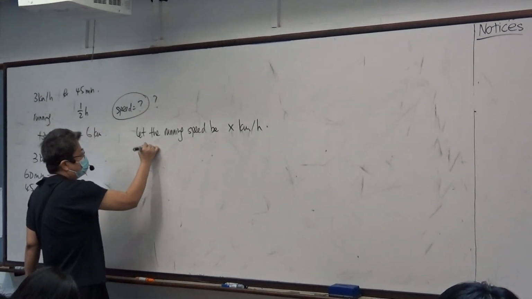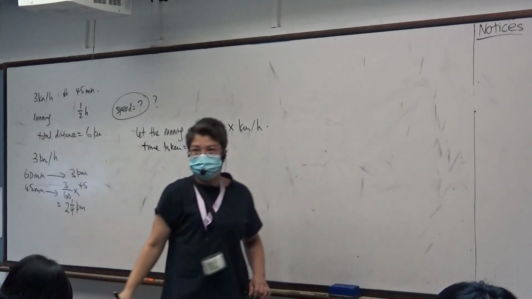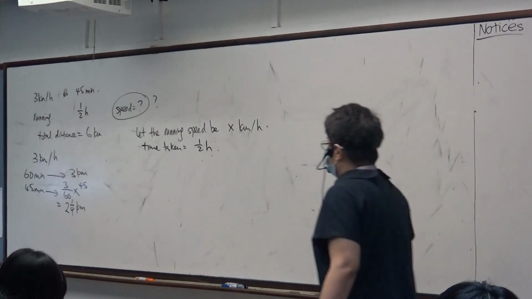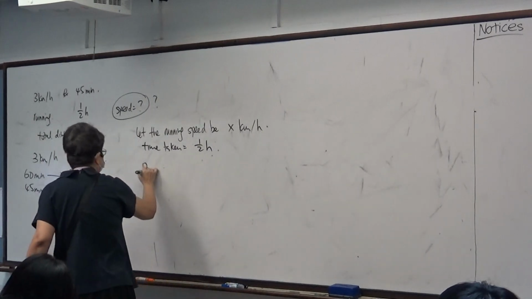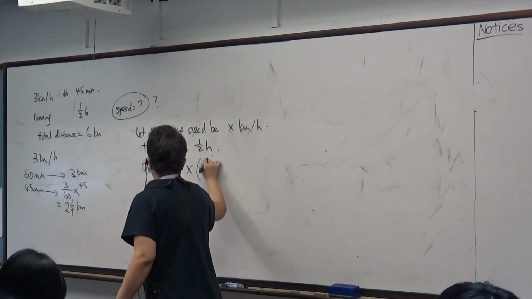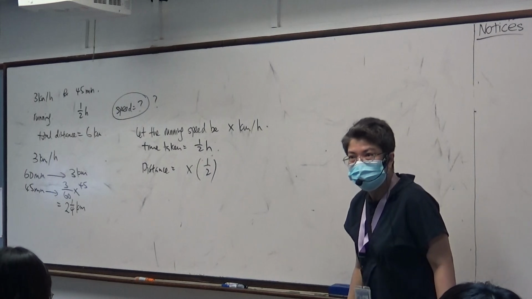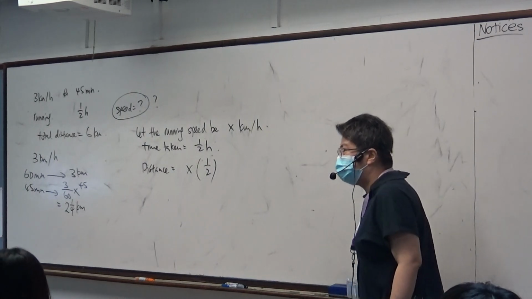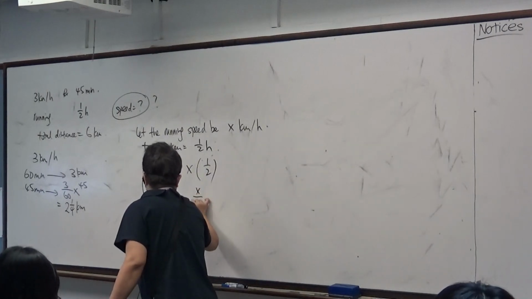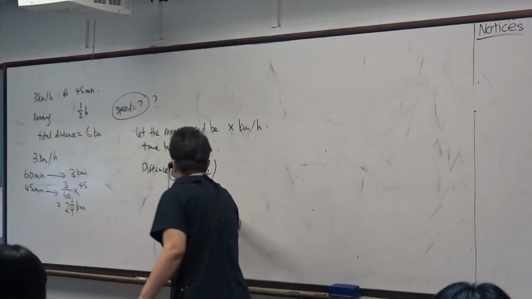Now, time taken is half hour, okay? The question says so. So, what is the distance covered? Distance is speed times what? Time, right? Remember? Speed times time, right? Now, if I times this one become what? x over 2, right? Alright, so this is x over 2 kilometers.